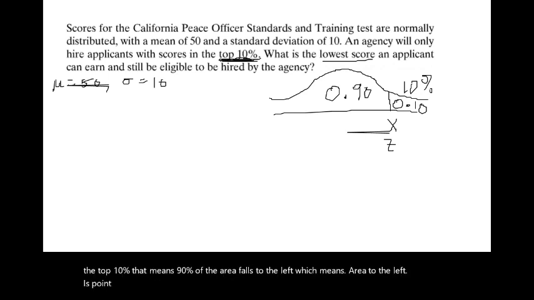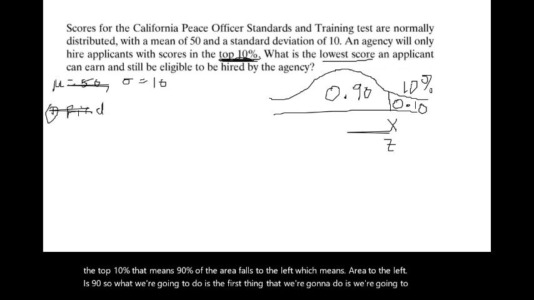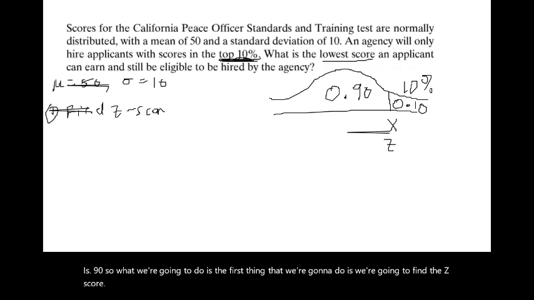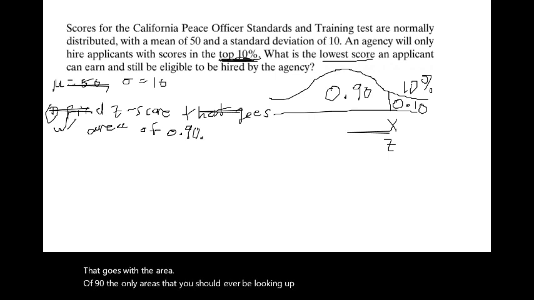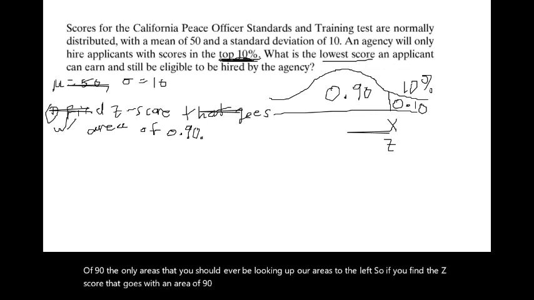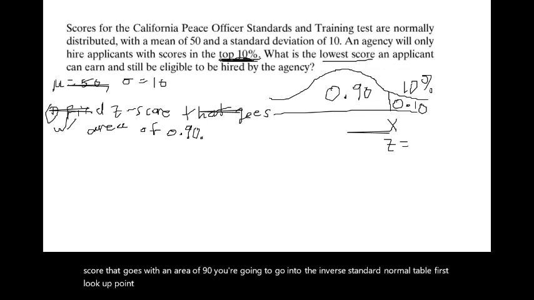So the first thing that we're going to do is find the z-score that goes with the area of 0.90. The only areas that you should ever be looking up are areas to the left. So if you find the z-score that goes with an area of 0.90, you're going to go into the inverse standard normal table first, look up 0.90, area to the left, and you'll get a z-score of 1.282.